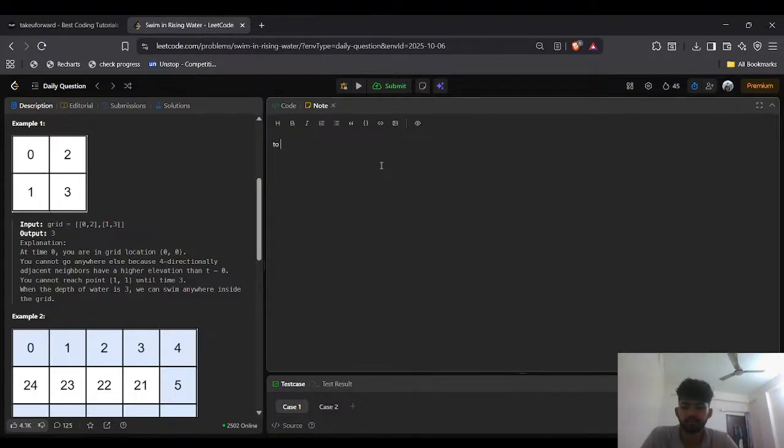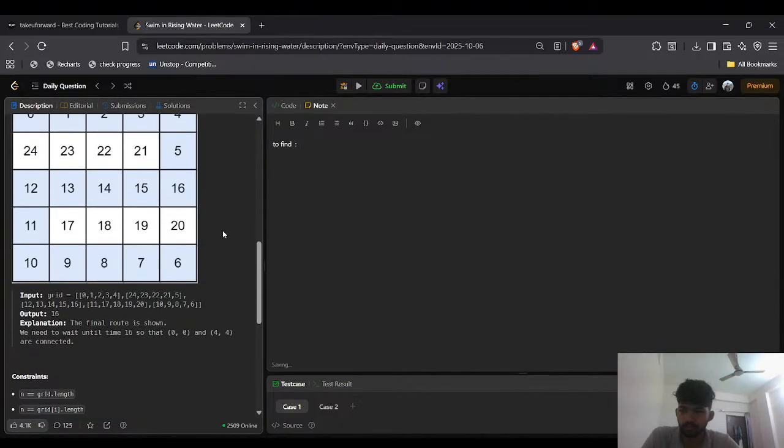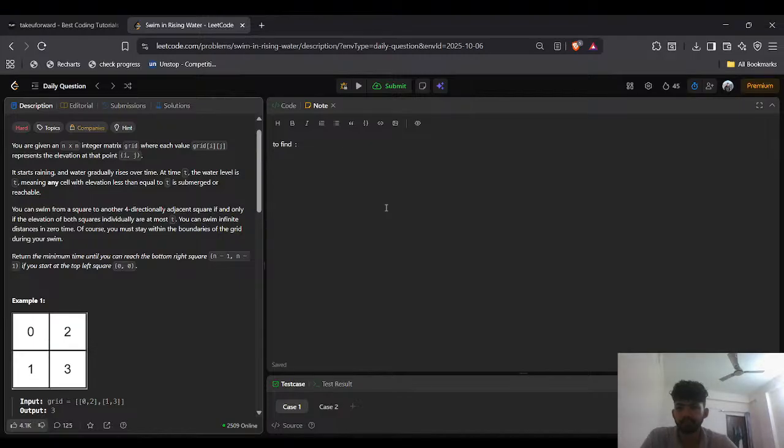So first find what we have to find. In this, we need to find the minimum time to reach cell n-1, n-1 from 0,0.